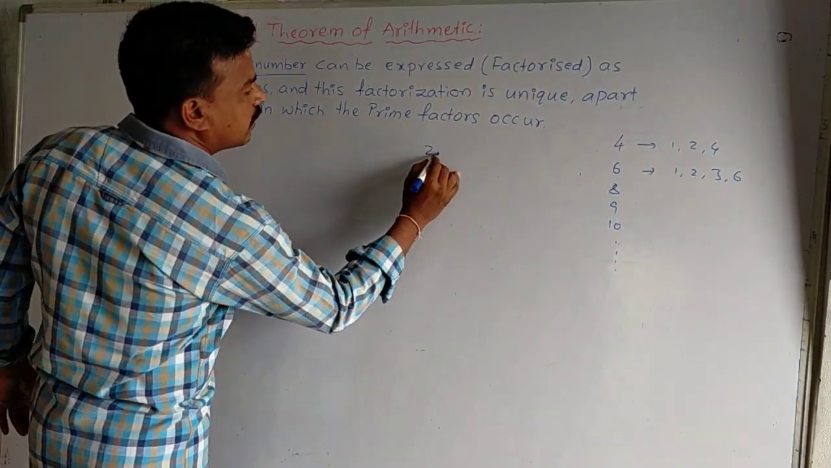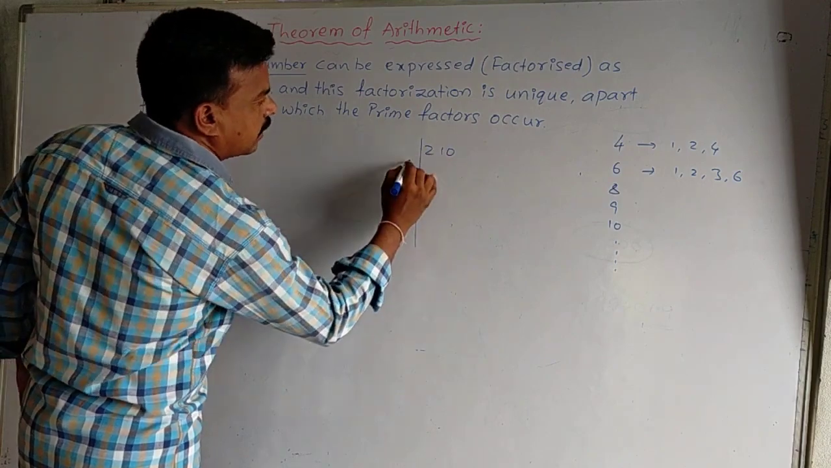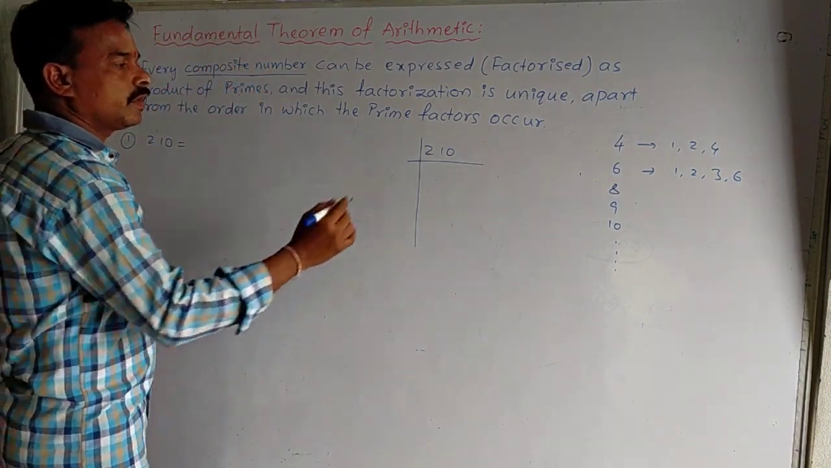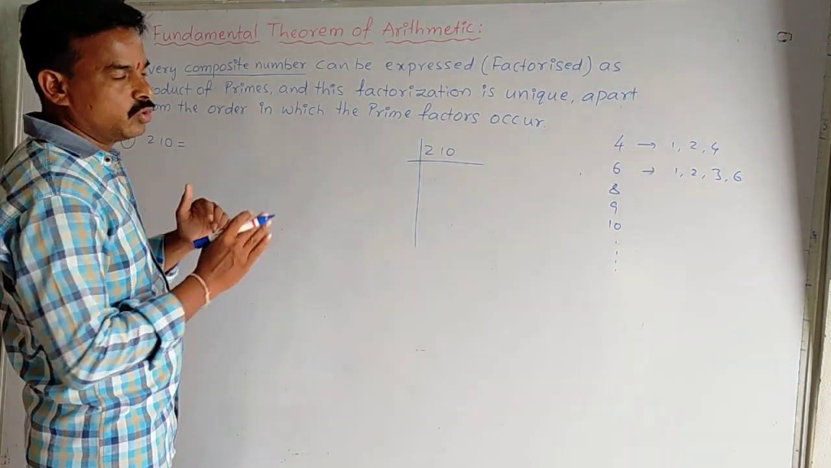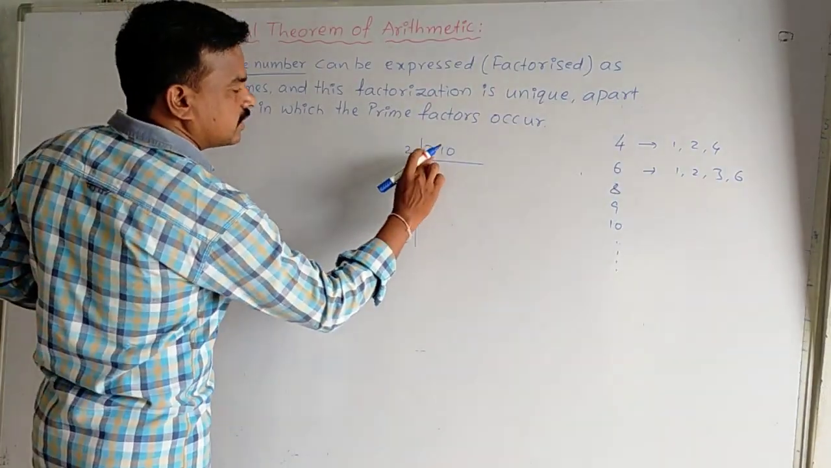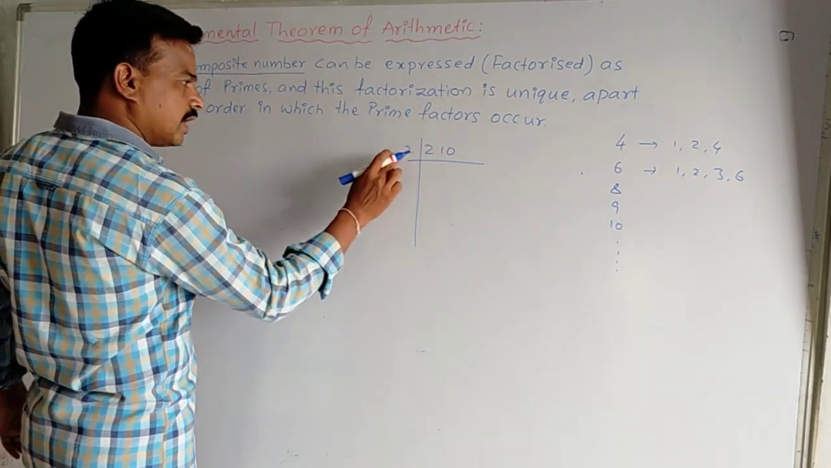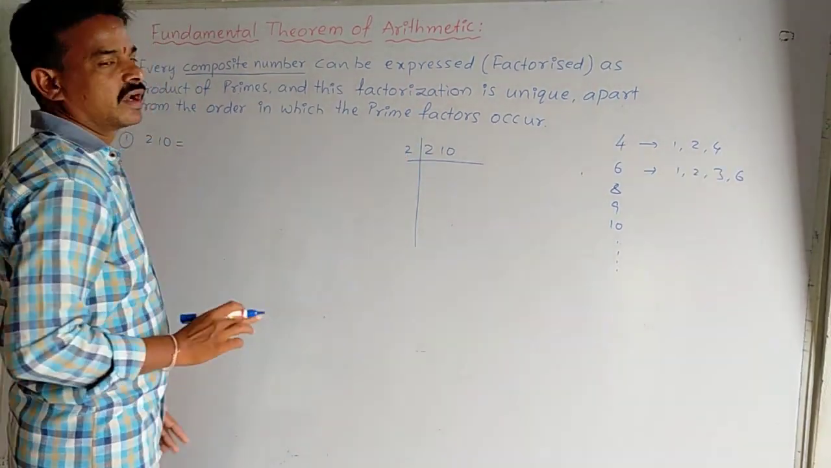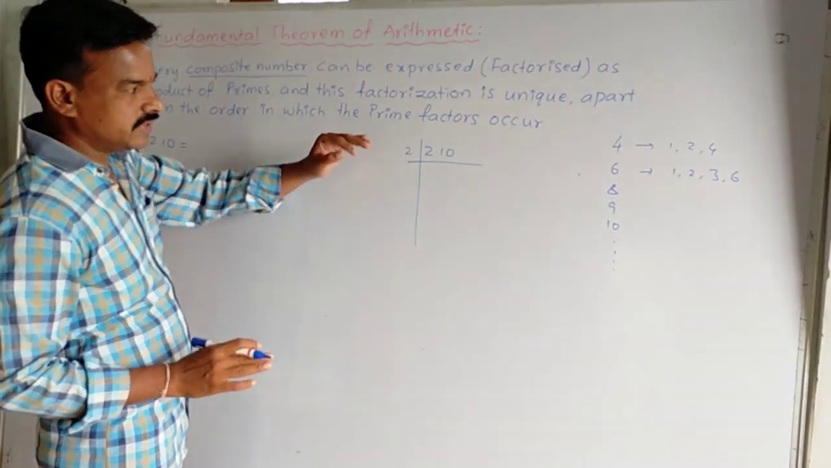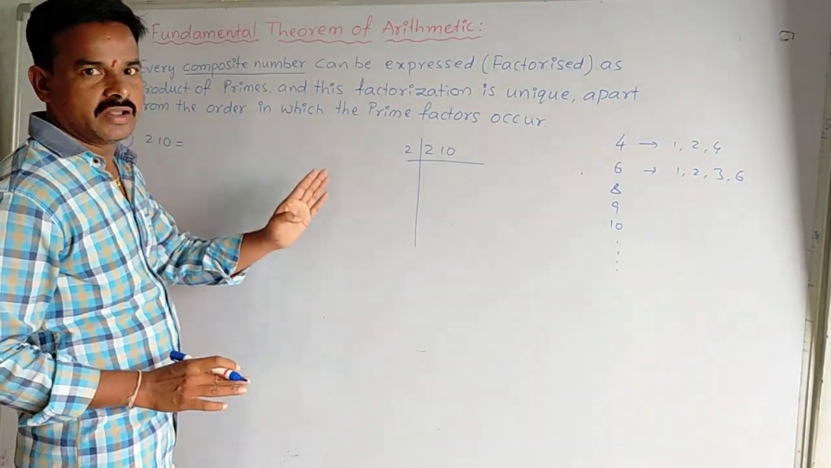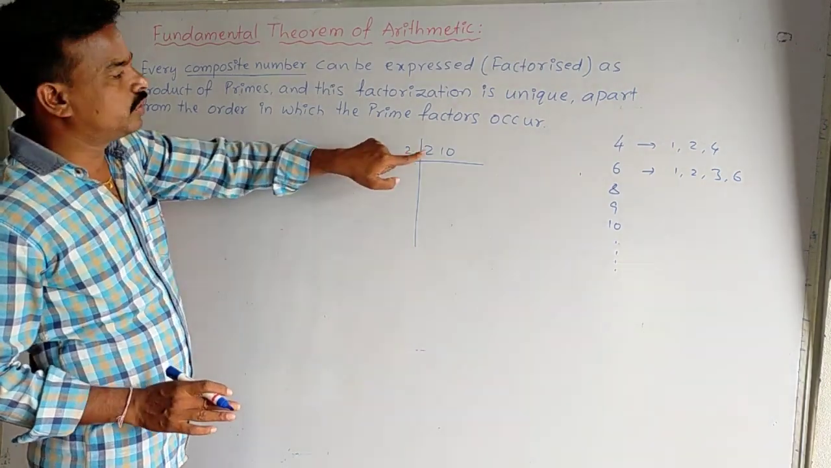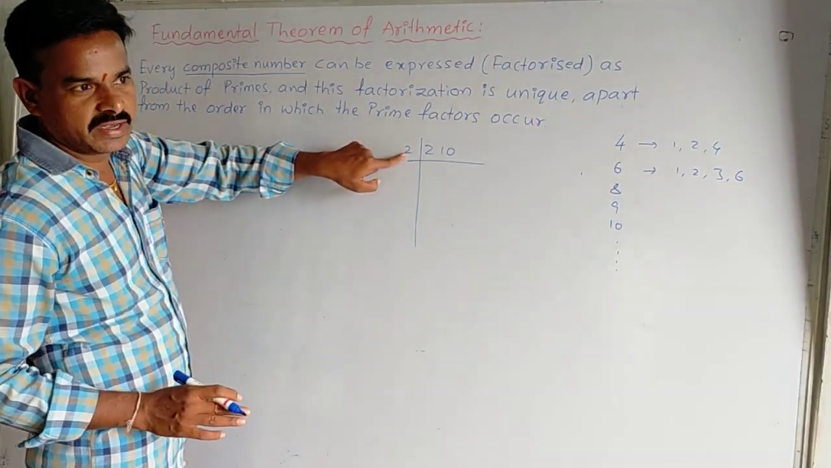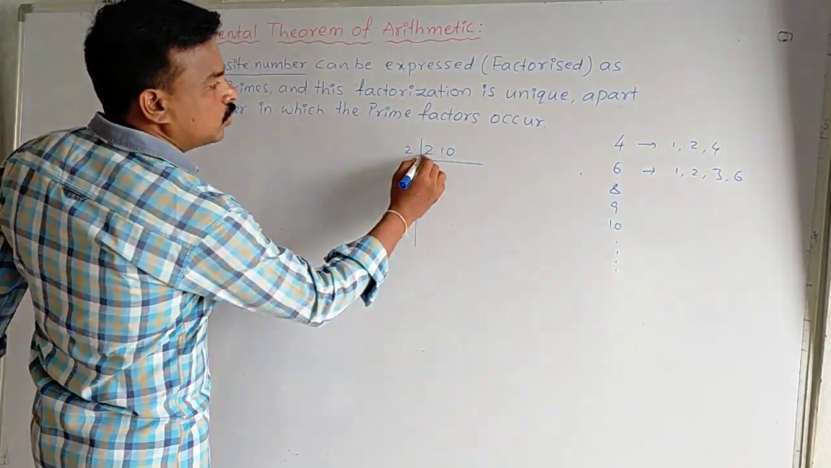You know very well. We have to take 210, and for this 210, we have to take the first prime number, 2. Does 2 divide this 210 or not? We have to check first whether it is divisible or not divisible by 2. If it is divisible, we have to take 2 here. So it is divisible by 2. That's why I have taken 2 here and divide 210.